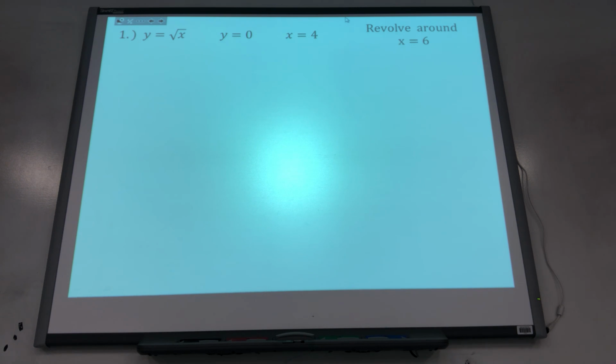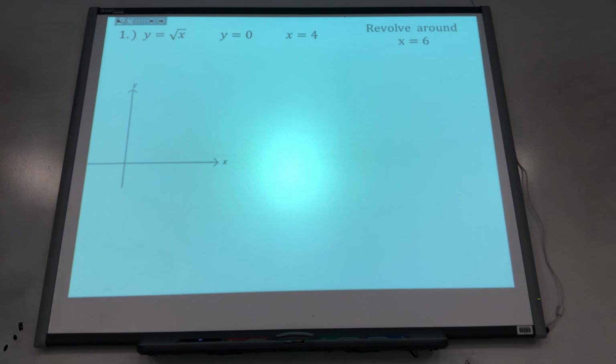Alrighty, so here is example 1. It says y equals the square root of x, y equals 0, x equals 4, and we're supposed to spin around x equals 6. That last part is our axis of revolution.